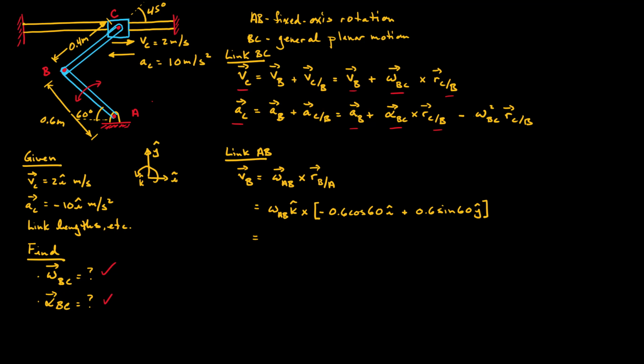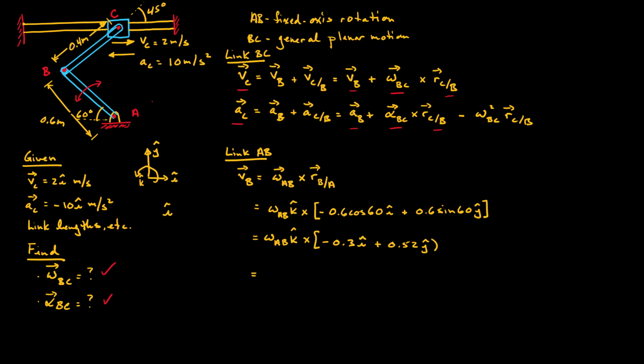Okay, we can simplify this a bit. Let's just evaluate these cosine and sine terms, and then carry out the cross product. So this is minus 0.3 in the I direction, and this is 0.52 in the J direction. Now we need to take the cross product of omega AB in the K direction crossed with negative 0.3 in the I direction and 0.52 in the J direction.